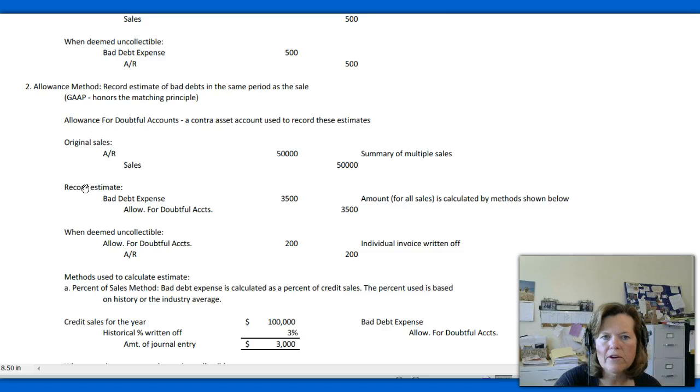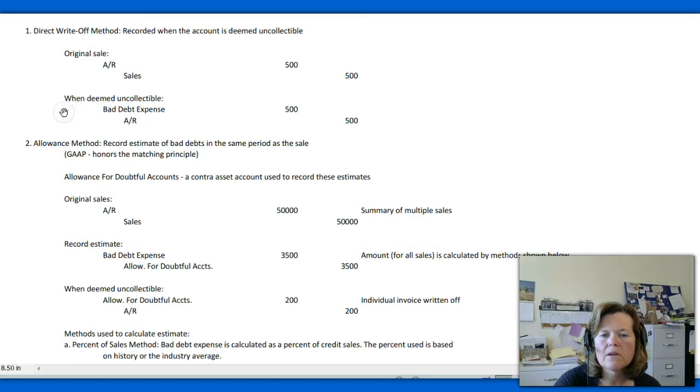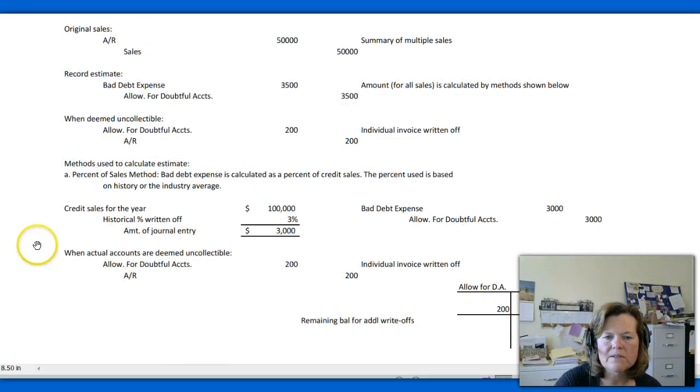Contrast this to up here under the direct write-off method, we're debiting bad debt expense. Under an allowance method, we always debit the allowance for doubtful accounts when we're actually writing off the account. Okay, because we recorded the estimate, that's when we debited bad debt expense under an allowance method. So under the allowance method, we've got some different ways we can calculate what our adjustment's going to be.